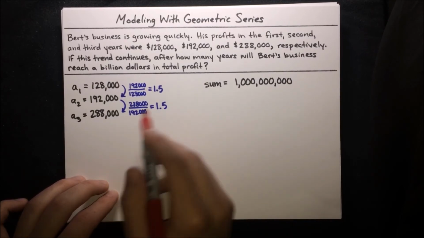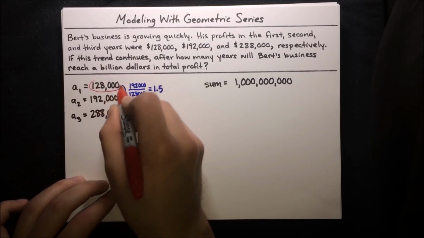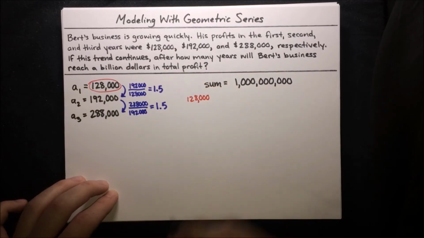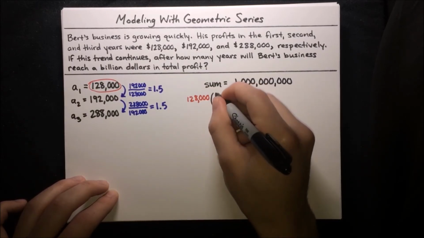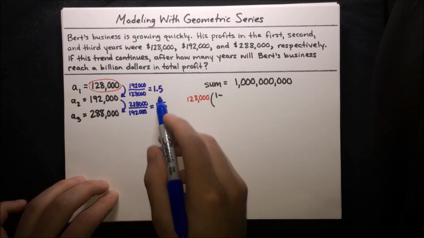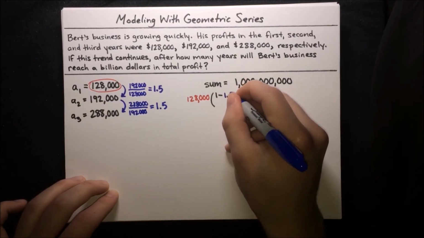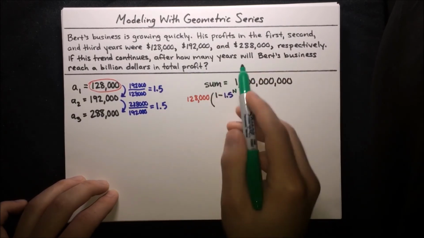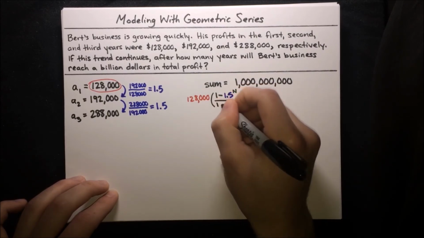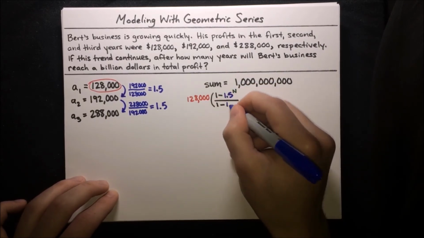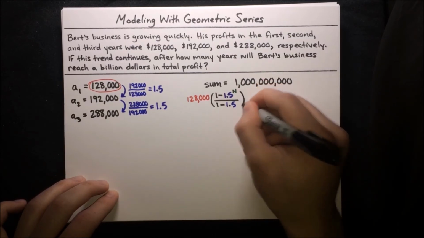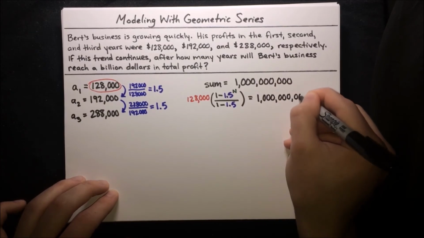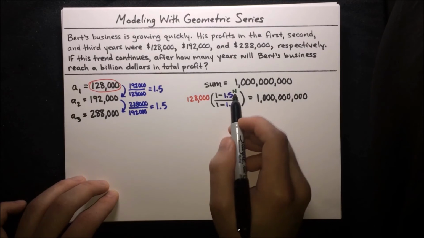Our sum formula starts with the first term, A1, and that's 128,000. So 128,000 times this quantity 1 minus r to the n, and r is just 1.5, so 1 minus 1.5 to the power of n. N is what we're looking for here, that's the number of years, and that's over 1 minus r, so 1 minus 1.5. So that needs to be equal to $1 billion. And we want to solve for what n is here.